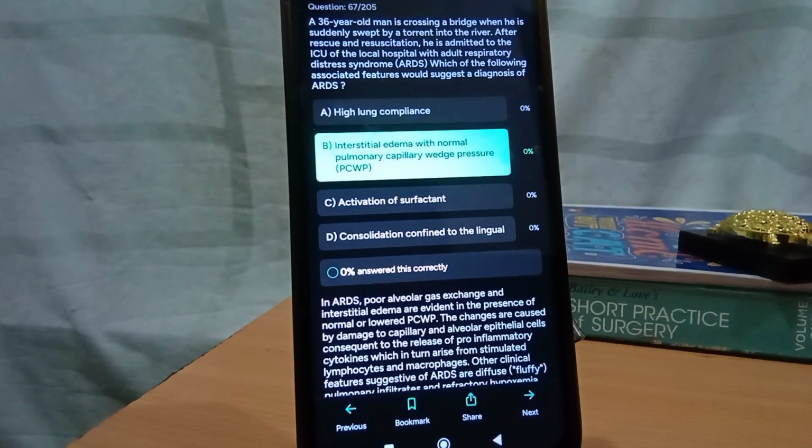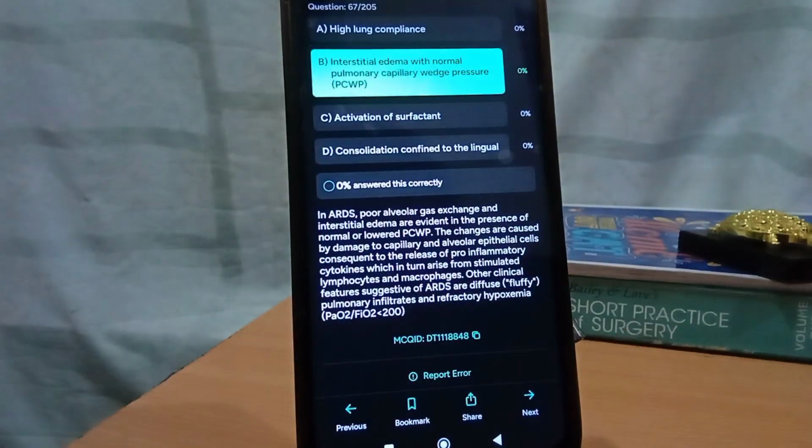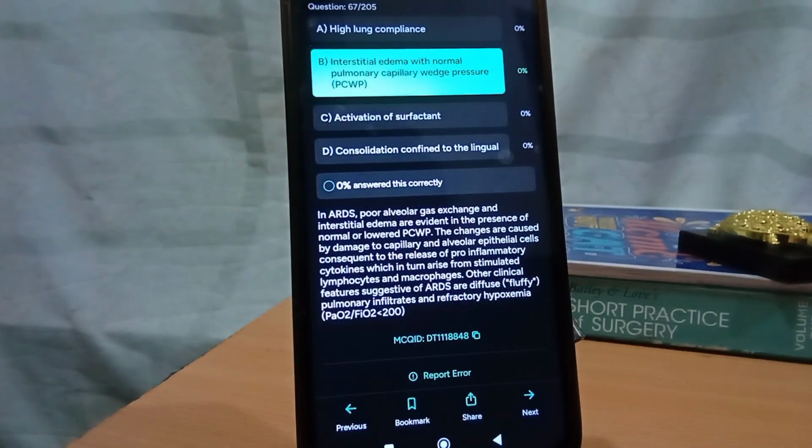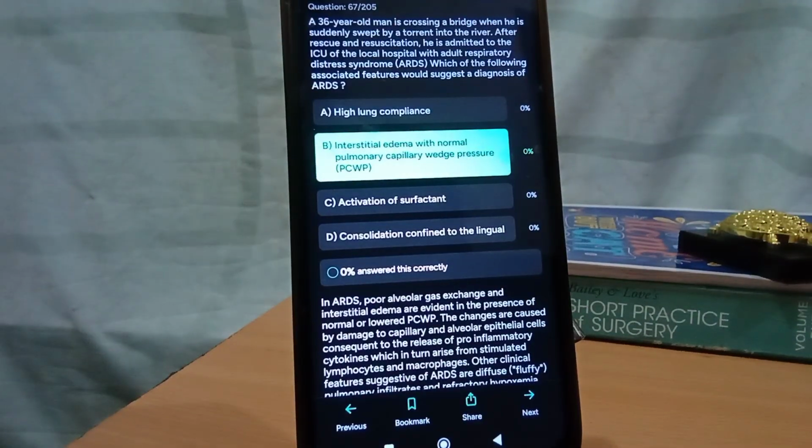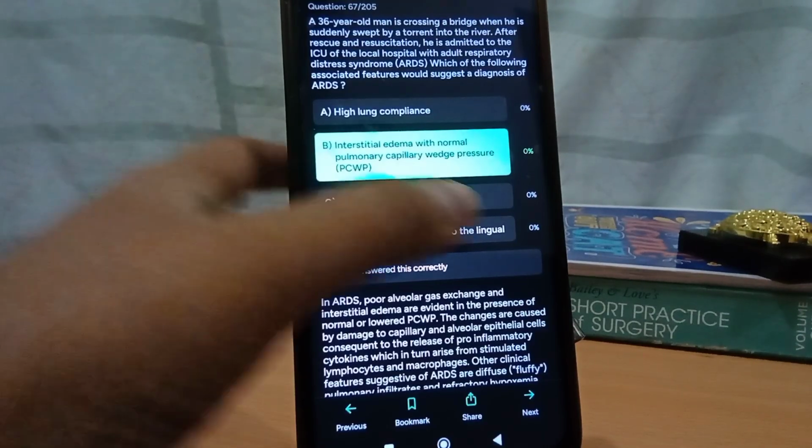Other clinical features suggestive of ARDS are diffuse pulmonary infiltrates and refractory hypoxemia. So the correct option is interstitial edema with normal pulmonary capillary wedge pressure.